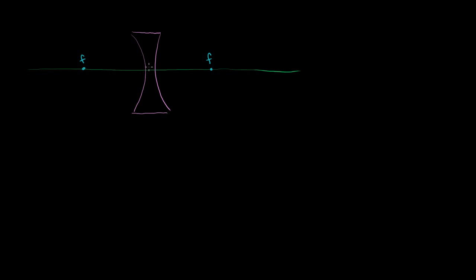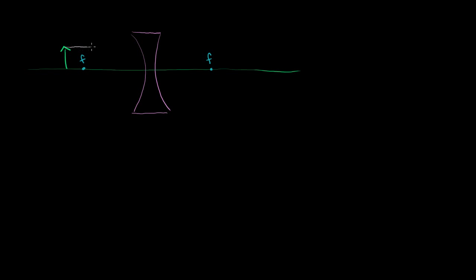Now let's think about what's going to happen if I put an object someplace on the left side of this concave lens. So I could put it, let me just stick it anywhere. So let me stick it right over there. Like always, we'll do our two rays. I'm going to do one that's parallel to the principal axis, and then one that does not get diffracted, so it goes right through the center of the lens. And let's think about what happens.